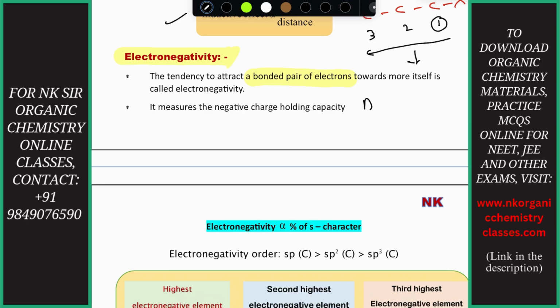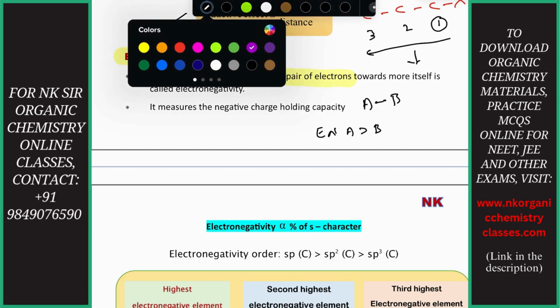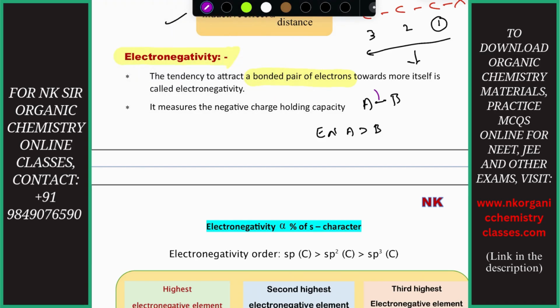For example, let us think A and B are two atoms. In this way, a bond is formed between them. Let us consider the electronegativity of A greater than B. Then what happened? Tell me. These bonded electrons will move towards A. As a result, A will get a partial negative charge and B will get a partial positive charge.